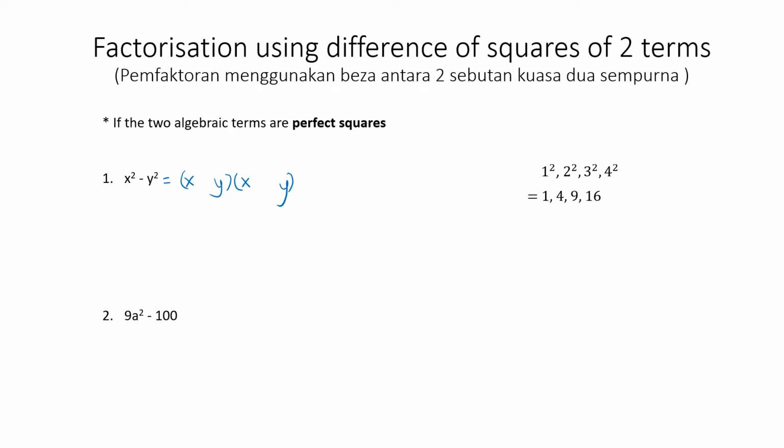Because after that, when you expand it, x times x, you'll get x squared, and y times y, you'll get y squared.